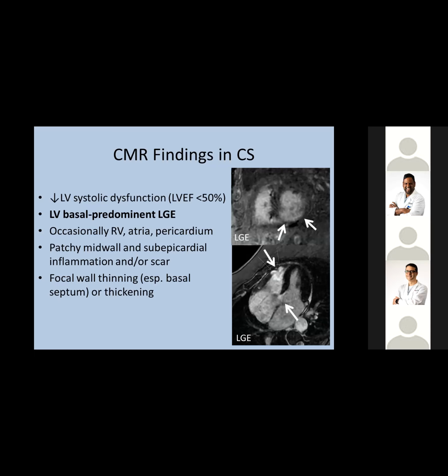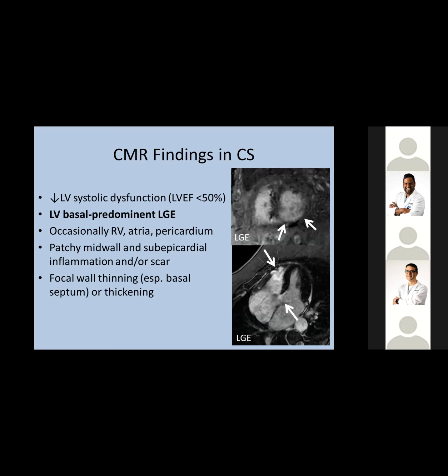And the distribution of enhancement tends to be basal predominant. You can have it basically anywhere in the heart, but it tends to be in the base of the left ventricle most commonly. Usually it spares the apex, and then sometimes you do have other chamber involvement as well, and even valves and pericardium can be involved too.